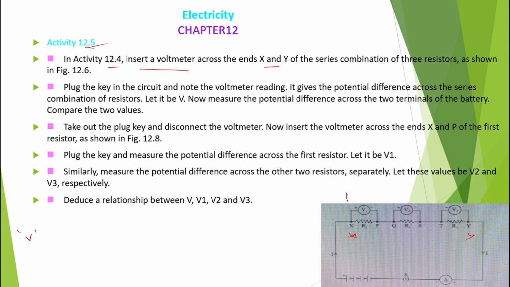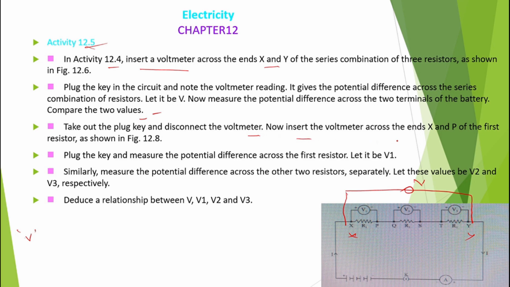See, first you put one voltmeter here and you measure the voltage. Plug the key in the circuit and note the voltmeter reading. It gives the potential difference across the series combination of resistors. So let this be V. Now measure the potential difference across the two terminals of the battery and compare the two values. Okay. Now take out the plug key and disconnect the voltmeter.